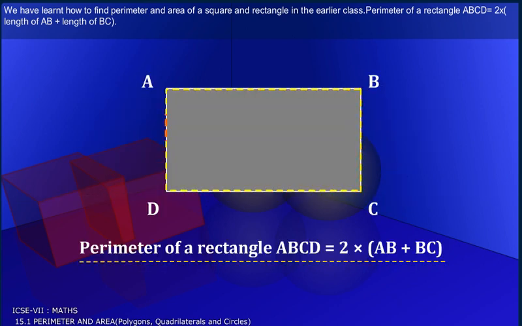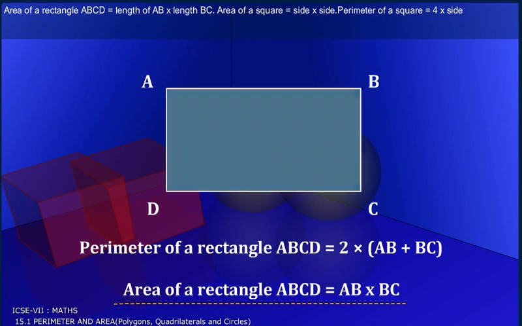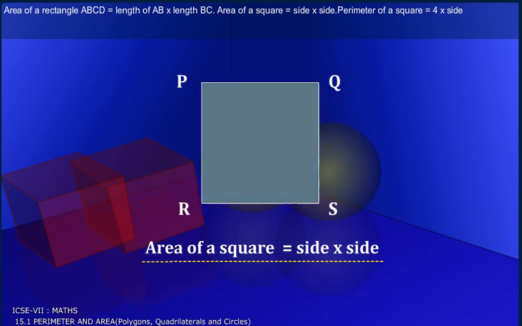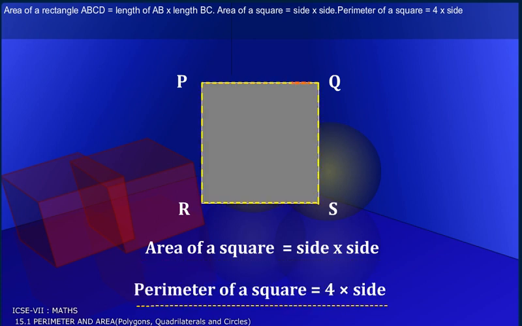Perimeter of a rectangle ABCD is equal to 2 into (length of AB plus length of BC). Area of a rectangle ABCD is equal to length of AB into length of BC. Area of square is equal to side into side. Perimeter of a square is equal to 4 into side.